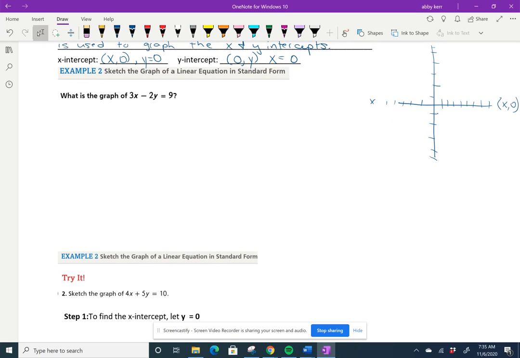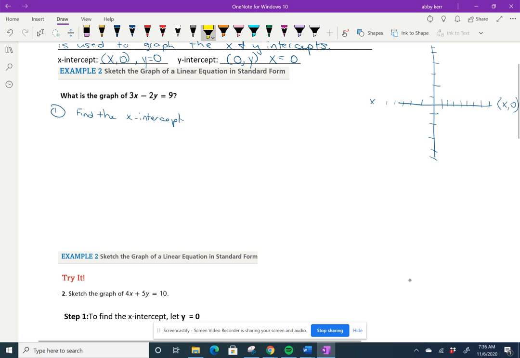So, let's do example 2. And please note, I know we are covering example 2 at this moment. We will cover example 1 at a later date. So, it says, what is the graph of 3x minus 2y equals 9? The first step is to find the x-intercept.